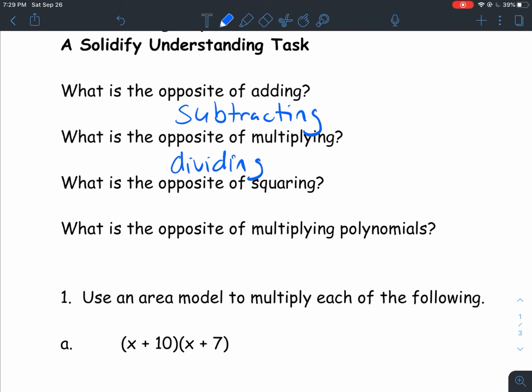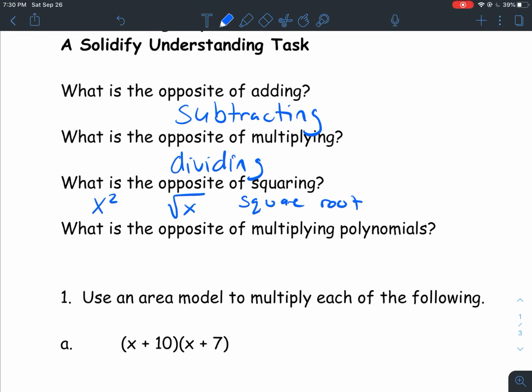Then it says, what is the opposite of squaring? So this one's a little bit tougher, right? Like if we took x squared, what would be the opposite of that? Well, the opposite would be taking the square root, all right? So the opposite would be the square root.